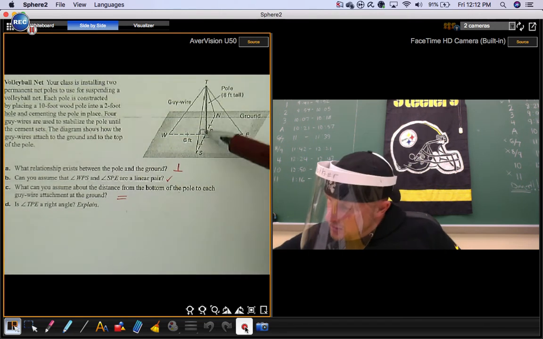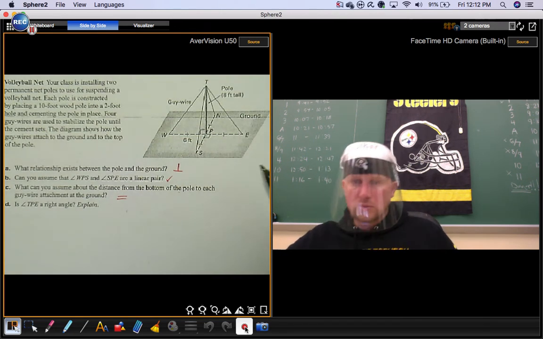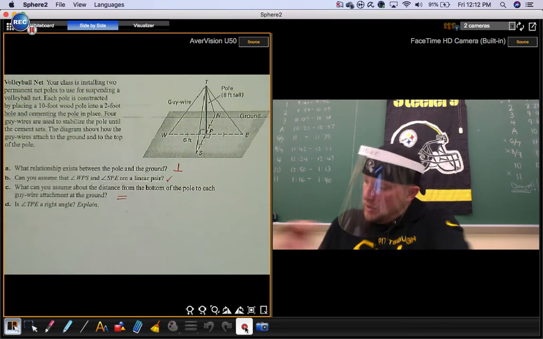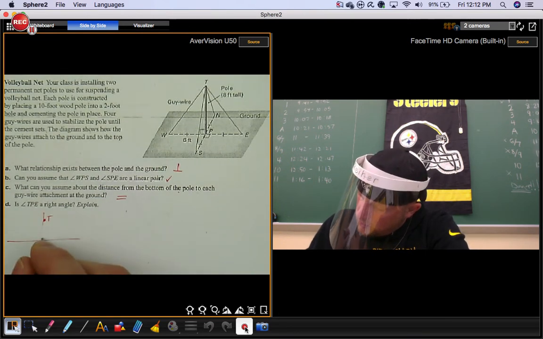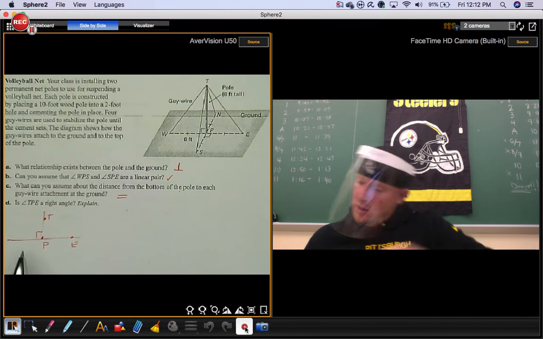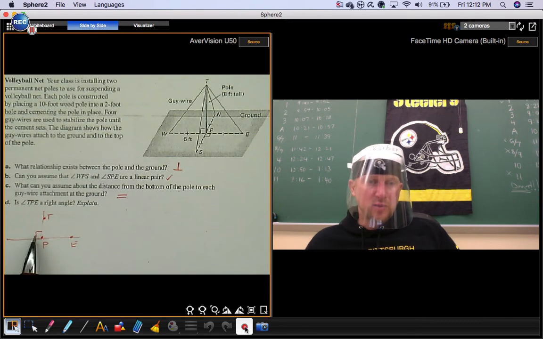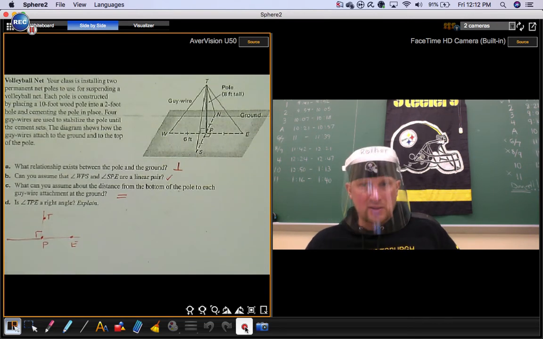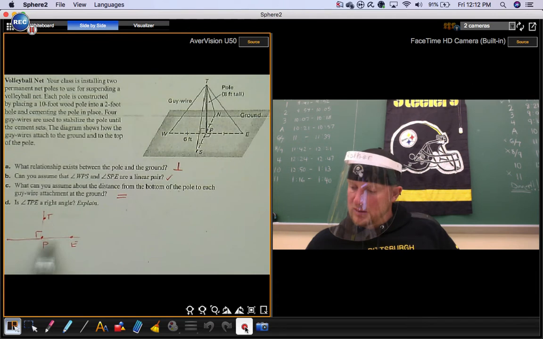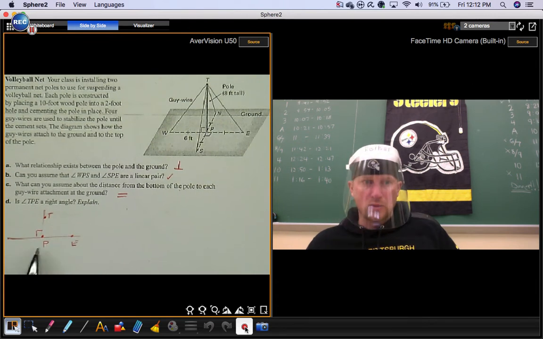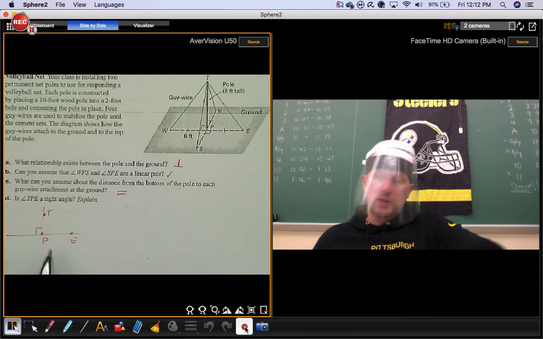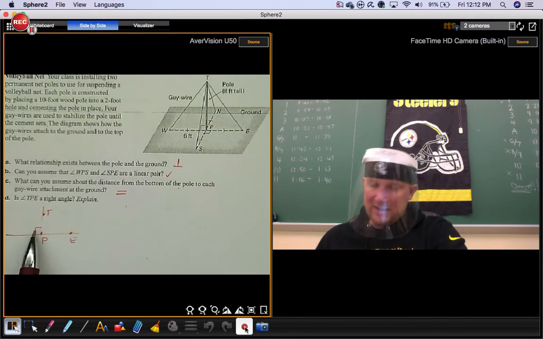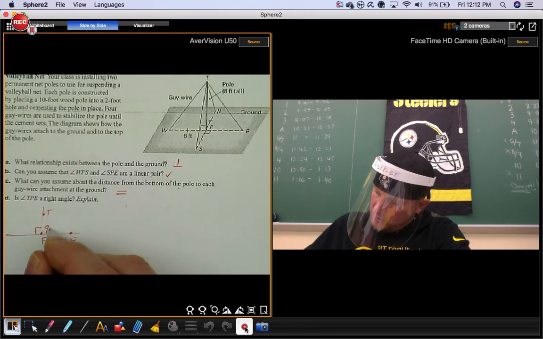Is angle TPE a right angle? Explain. Well, you have this situation. You know this angle is a right angle because of the perpendicular mark. But what about this one? That's angle TPE. Well, if that's a straight angle and that's a right angle, what's left over for this angle? This is your angle addition postulate. 180 minus 90 gives you 90.